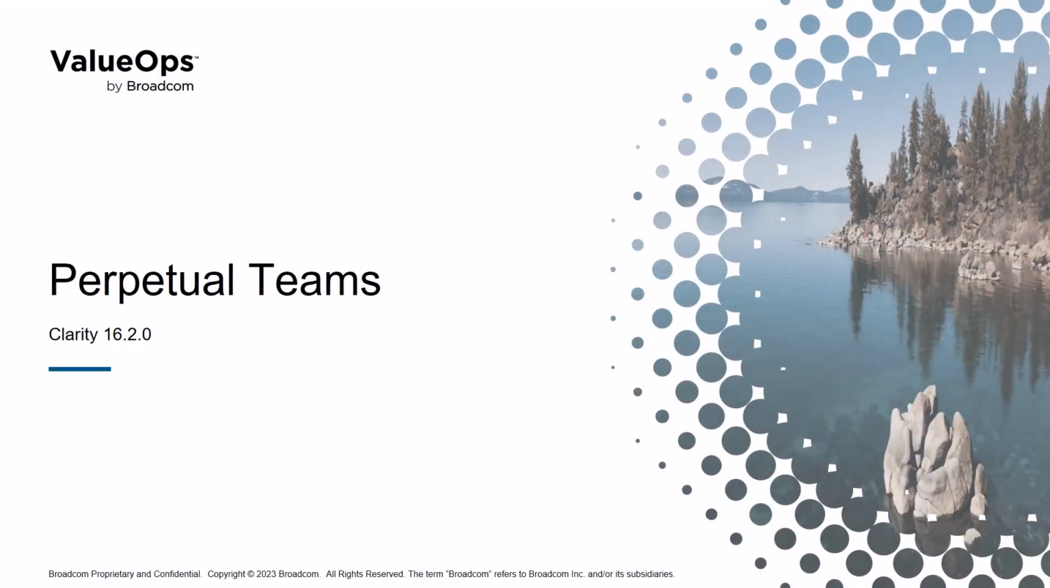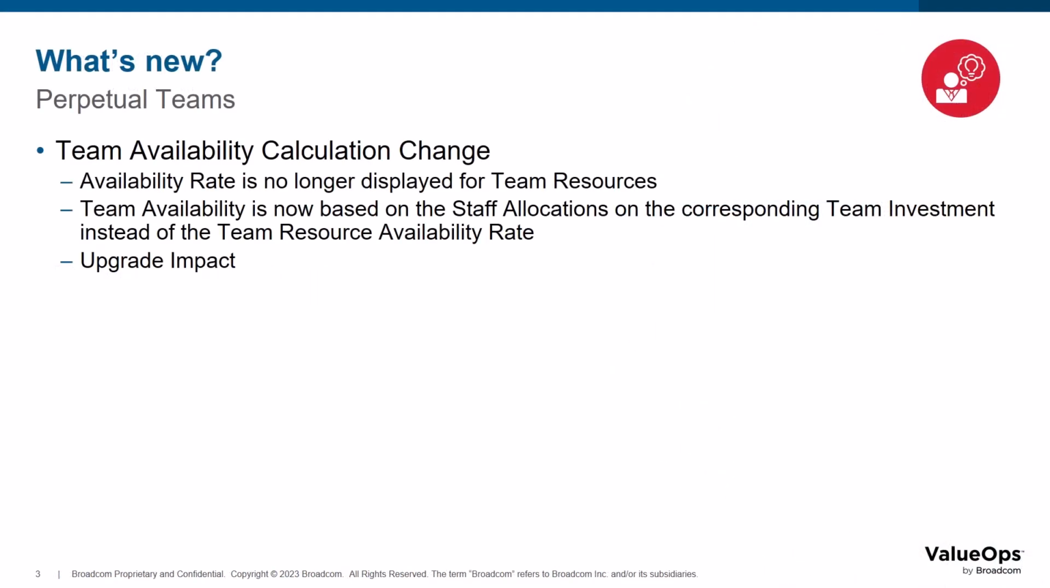We will take a look at what changed for Perpetual teams. We made a big change this release to how the team availability is calculated for Perpetual teams. In the prior release, whenever you staffed a team resource to a regular investment, it would take the availability rate from the team resource properties and multiply that times the default allocation percent that you've staffed it to the regular investment to get the allocations for the team on the regular investment.